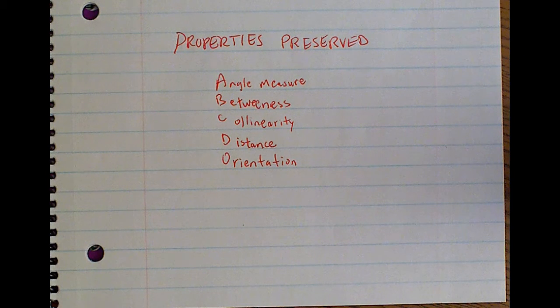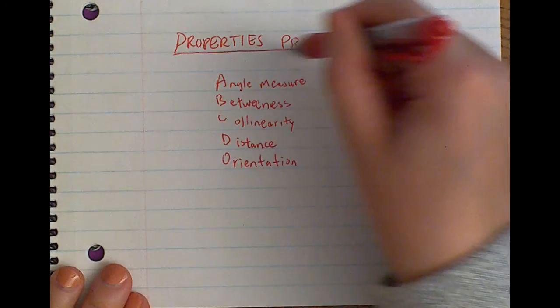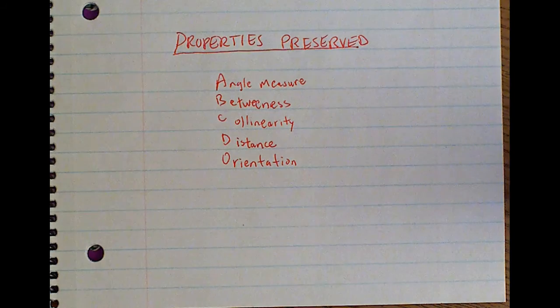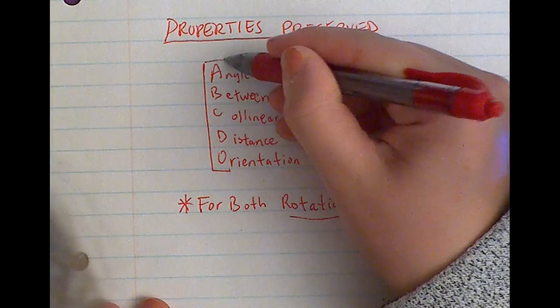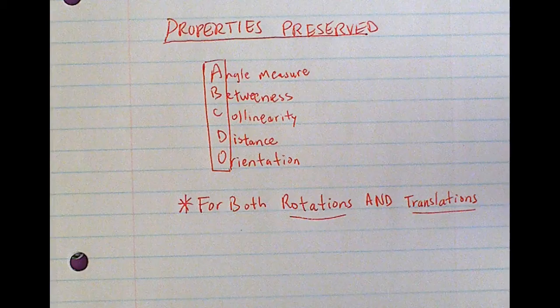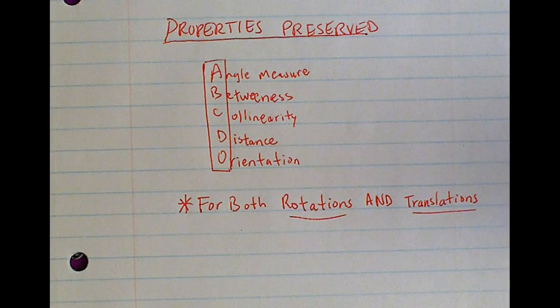Properties preserved under rotations. I was just kind of talking about how A didn't match up with A prime, B didn't match up with B prime in terms of a translation. So when we look at a rotation, angle measure, betweenness, collinearity, distance, those 4 properties still are preserved, but also orientation now, because when I spin something, all of the order of the letters are still in the same order. Whereas with the reflection, they flip-flopped, and same thing goes for the translation. So these 5 properties are both for rotations and translations. Here's an easy way to remember this little mnemonic, A, B, C, D, O. And that might help you recall some of the information when you're taking a quiz.